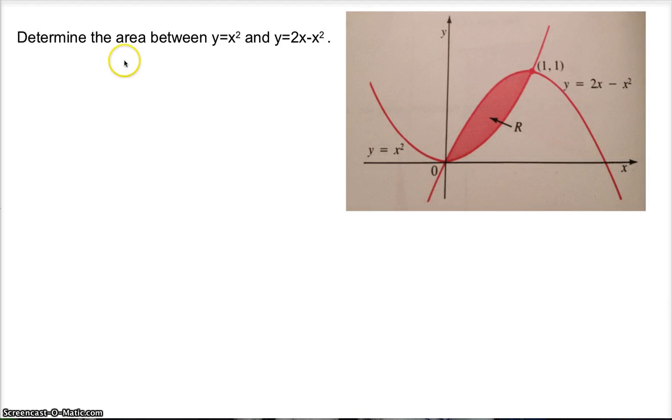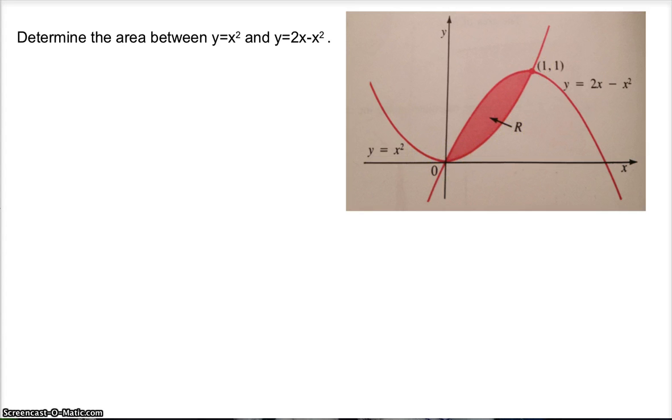Okay, next example, we want to determine the area between y equals x squared and y equals 2x minus x squared. And I have a diagram here. And as you can see, we have x squared here and 2x minus x squared over here. Now, I didn't give you left and right bounds here. Because from the picture, we have the region that's bounded between the curves. And you need to know which curve is above. And in this case, 2x minus x squared is above, and x squared is below.